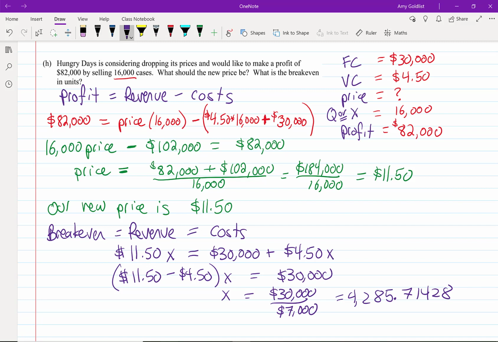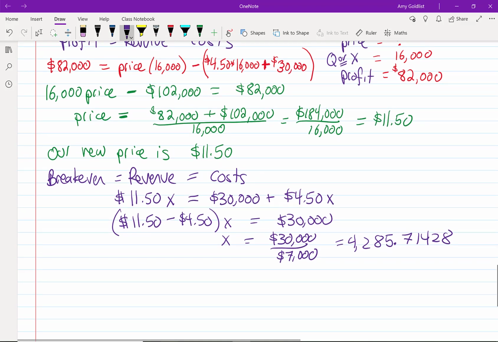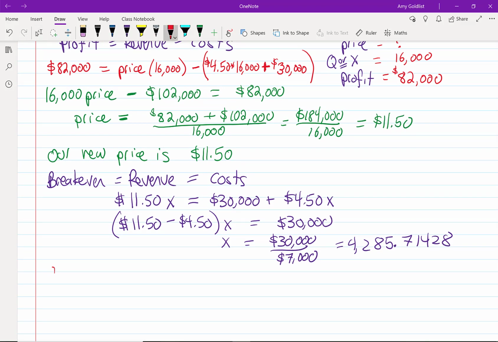Can we sell 0.714 of a case of ice cream? Not really. We're not selling carton by carton. We're selling an entire case to our distributor. So we have a key here. Always round up. Never round down.